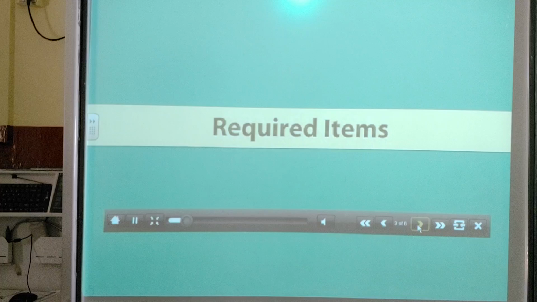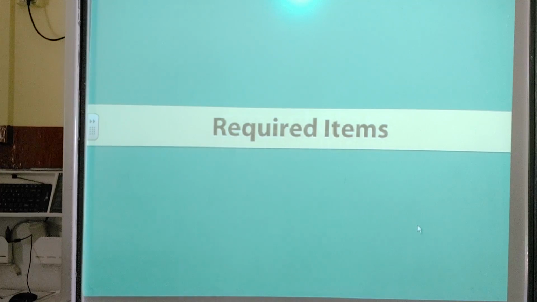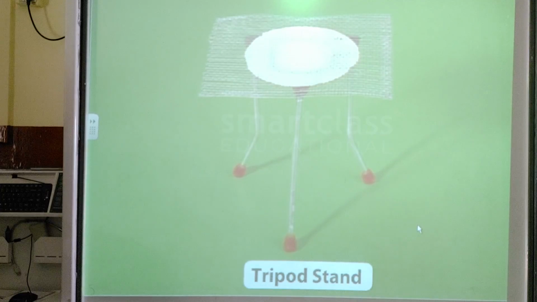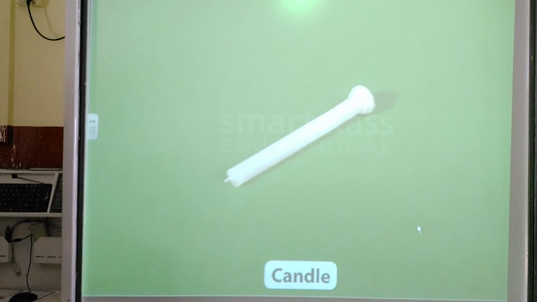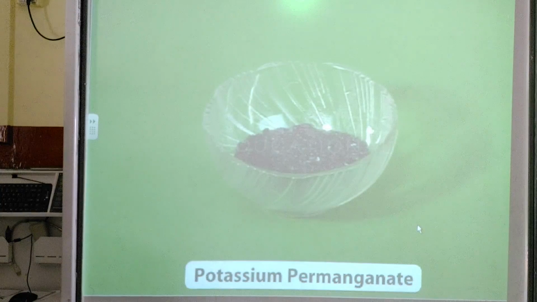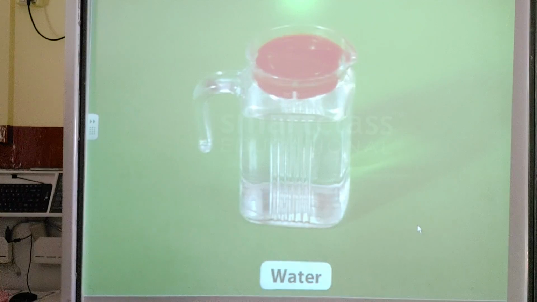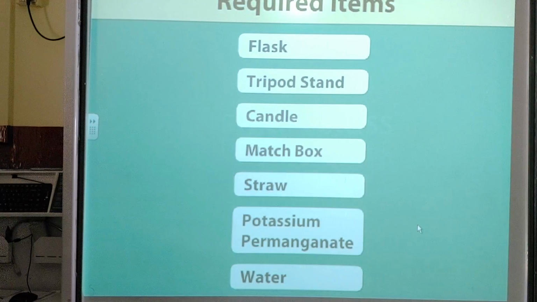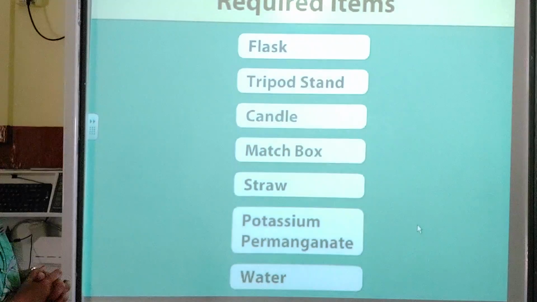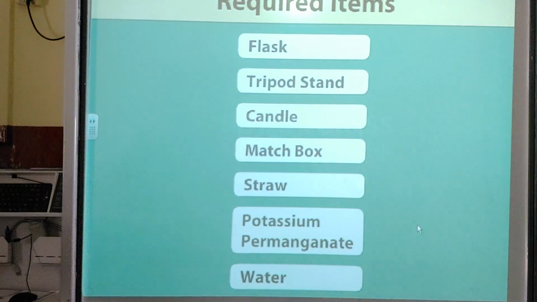The items required for this activity are a round bottom flask, tripod stand, candle, matchbox, straw, potassium permanganate crystals, and water. So what are the items required for this experiment? Flask, tripod stand, candle, matchbox, straw, potassium permanganate, and water.